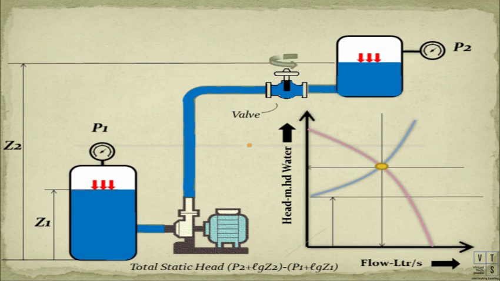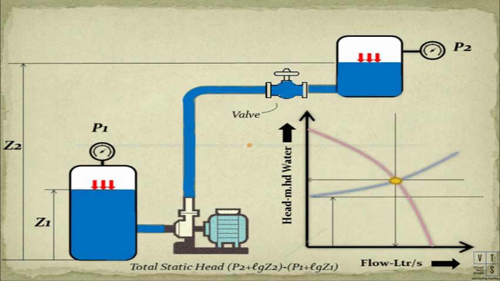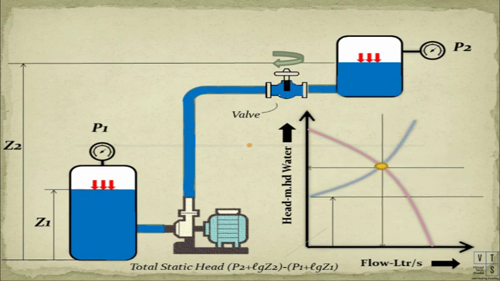And if we open the valve, total losses in the system decrease, and the slope of the curve also decreases, giving us higher flow rate, and lower head or energy will be added to fluid by the pump. And if we close the valve, total losses in the system increase, and the slope of the curve also increases, giving us lower flow rate, but the pump will have to add higher head to fluid.